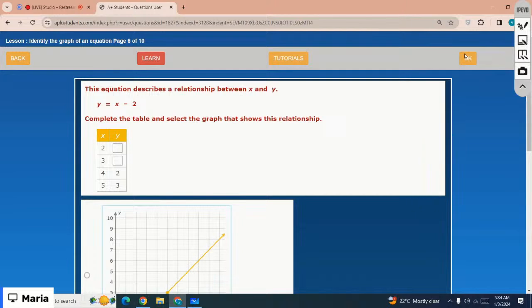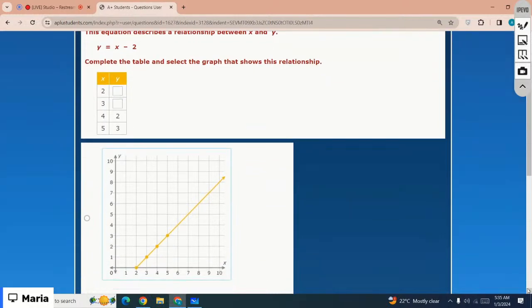The equation describes the relationship between x and y: y equals x minus 2. Complete the table and select the graph that shows the relationship. So, which is the correct option? The missing values are 0 and 1. So, x is 2, y is 0. Option number 1 is the correct option. Got it?